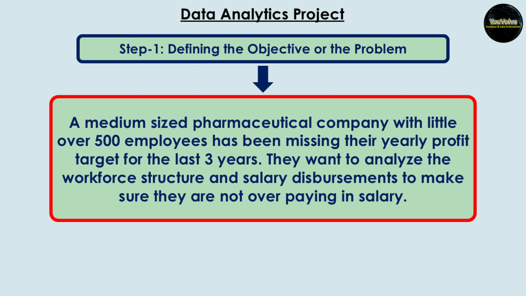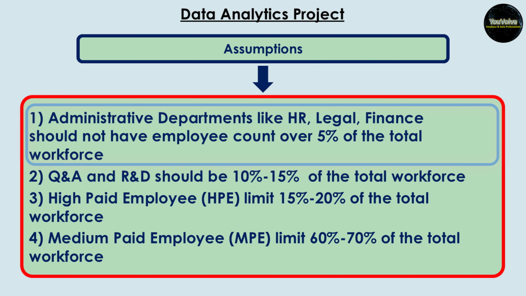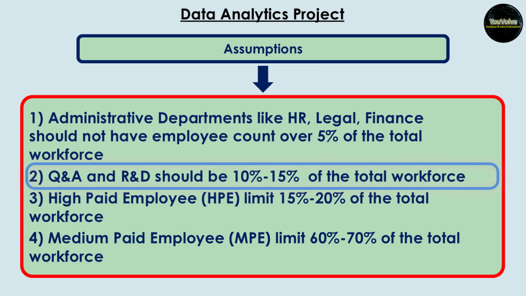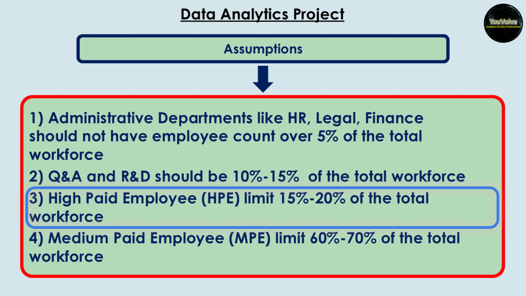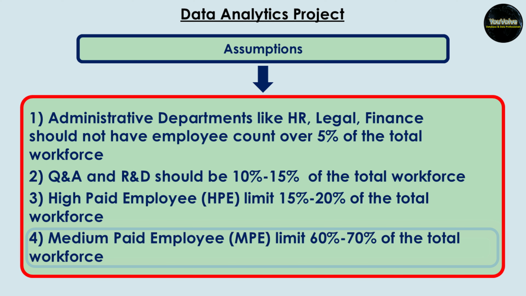And the assumptions for this project are: administrative departments like HR, legal, finance should not have employee count over 5% of the total workforce. Number of employees in quality assurance and research and development should be between 10 to 15% of the total workforce. Highly paid employee, that is HPE, limit should be 15 to 20% of the total workforce. Medium paid employee, that is MPE, limit should be 60 to 70% of the total workforce.